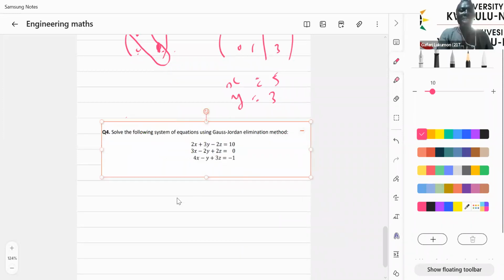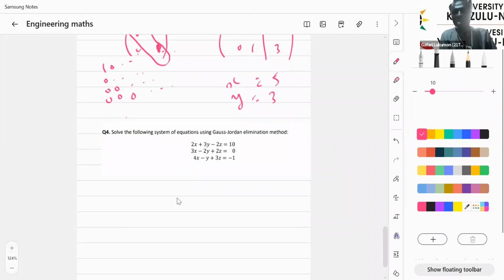For row reduced echelon form, just reduce it and put it in an echelon form. That is 1, 0, 0, 0, 0, 0, 0. I hope you understand that. That's for row reduced echelon form. But for Gauss Jordan, you have to have 1, 0, 0, 0, 1, 0, 0, 0, 1, so that you have it in terms of the identity. I hope you understand now.